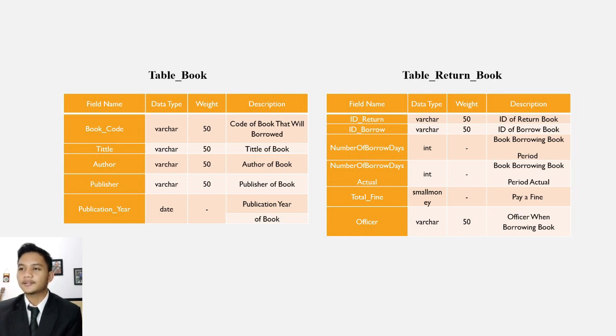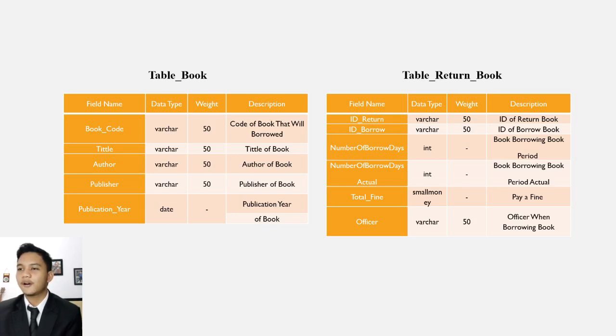Table return book contains ID return. The data type for ID return is varchar, and the weight is 50, and the description of ID return is ID of return book for every student. And then the content is ID borrow, and the data type that is used for ID borrow is varchar, and the weight for that type is 50, and the description of ID borrow is ID of borrow book for every student that borrows a book.